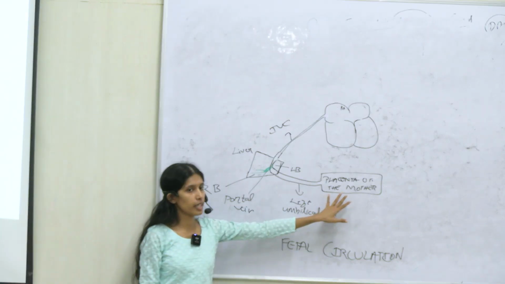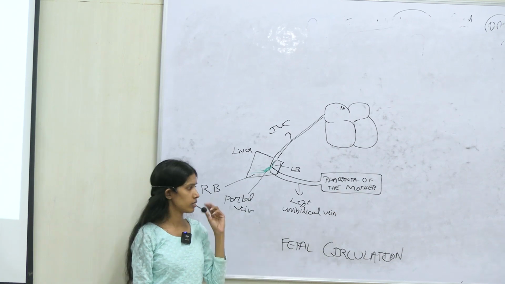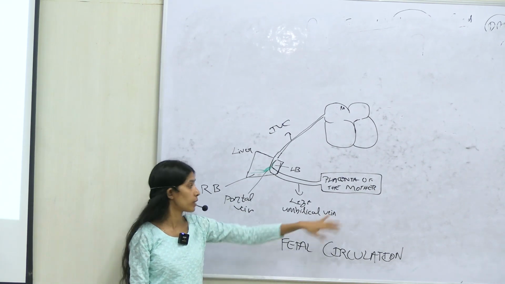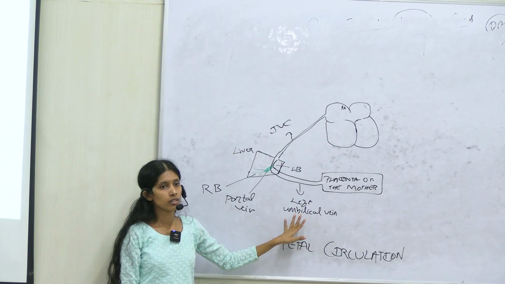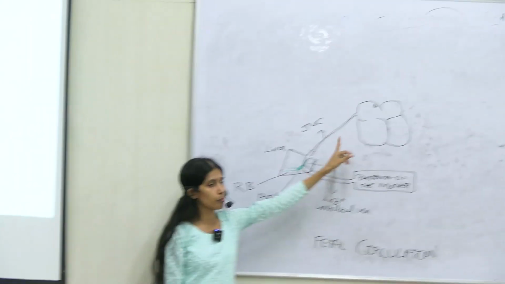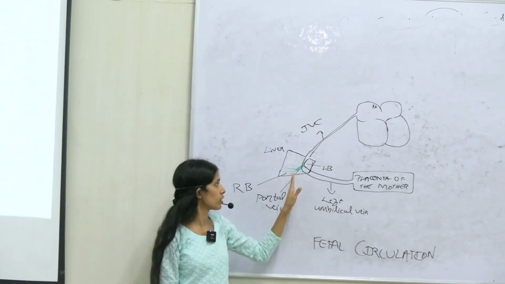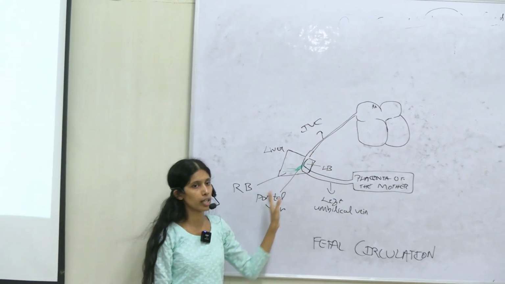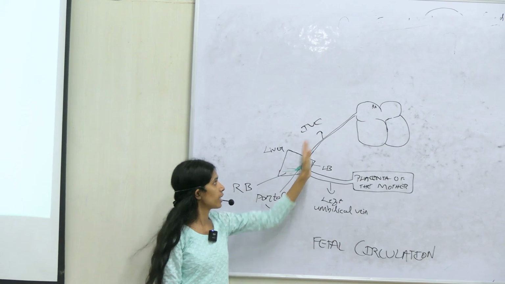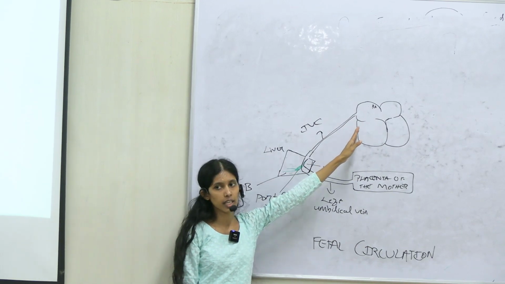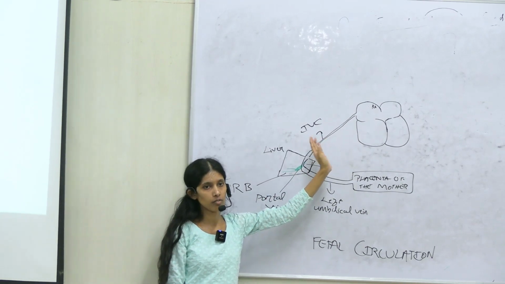The purified blood from the placenta of the mother will enter your developing heart through the left umbilical vein. The left umbilical vein first joins along with the left branch of your portal vein and then it enters the right atrium through the inferior vena cava.